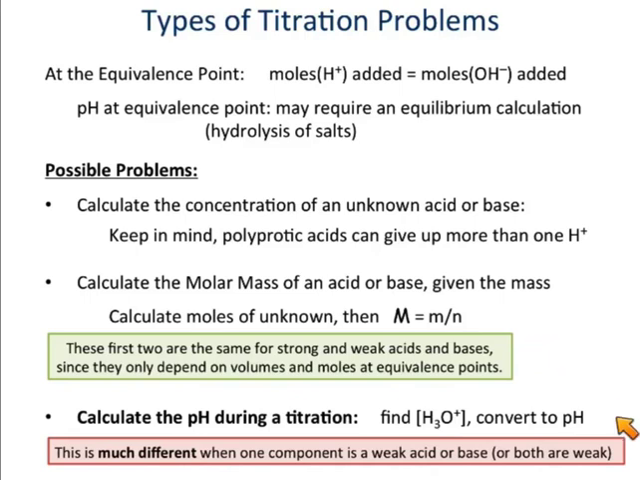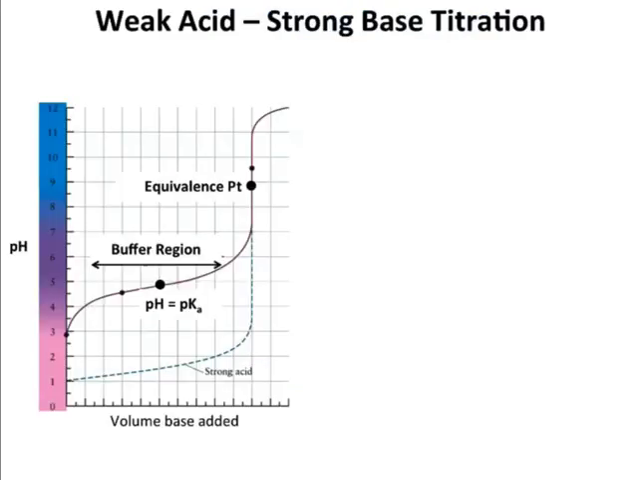Alright, but when you're trying to find pH, now everything is different because we have to deal with the acid equilibrium, and that changes a whole bunch of things. And so that's what we'll talk about here. We're going to look at how to find the pH during the titration. And so our titration curve also looks different, right?